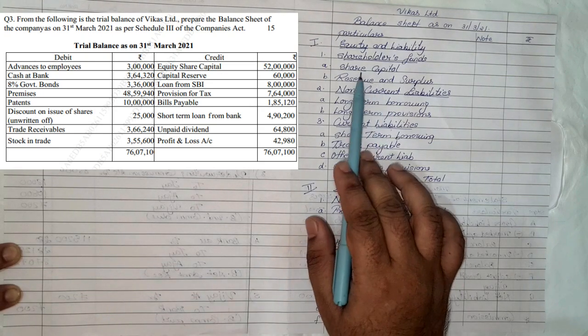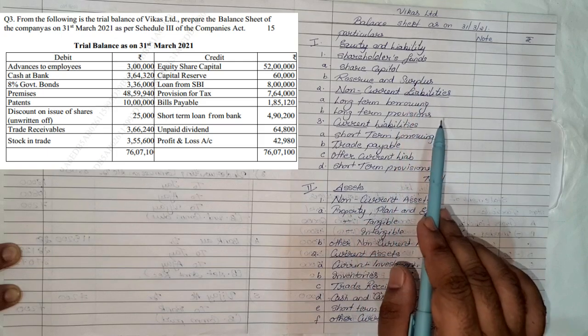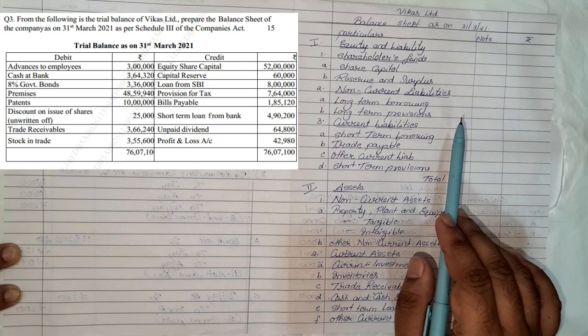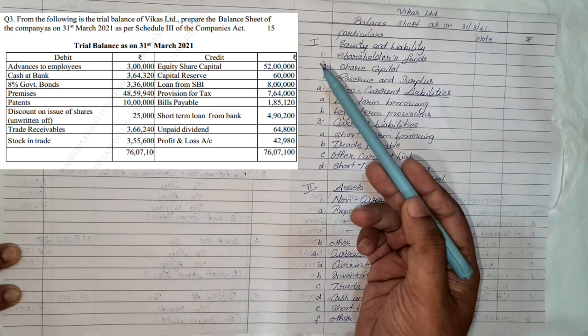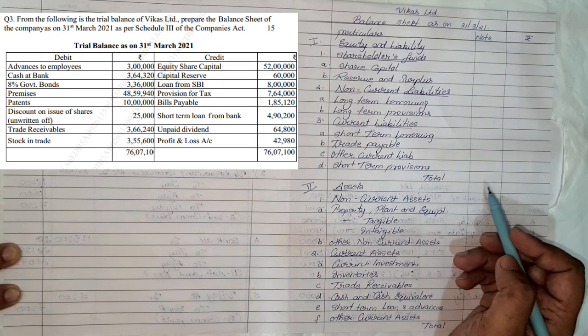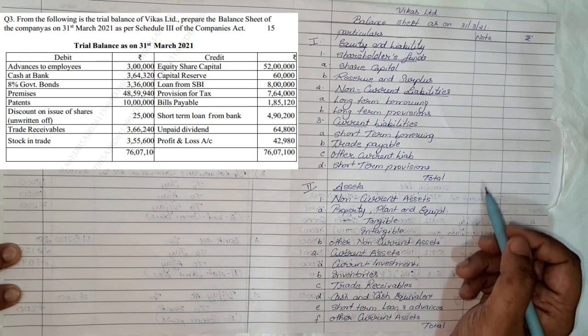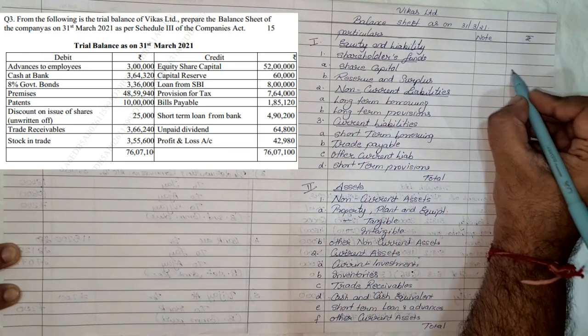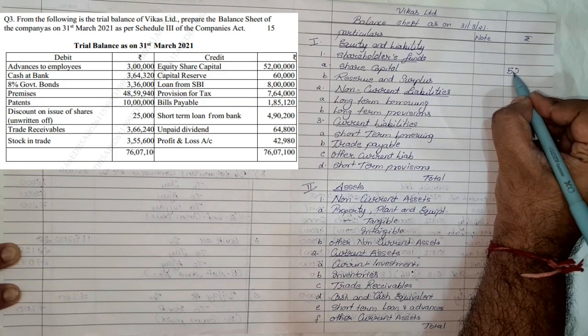Now, very first thing, we need to find share capital. In the question, they have already given you share capital directly. The very first thing on the credit side, it is given that equity share capital 52 lakhs. There is no preference share, so you don't have to prepare any note. Directly we can write 52 lakhs under share capital.